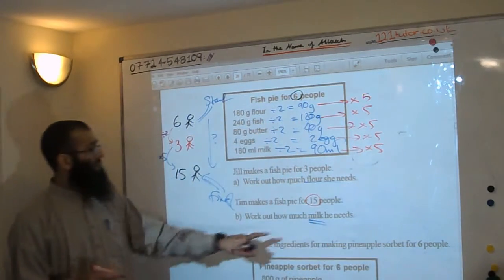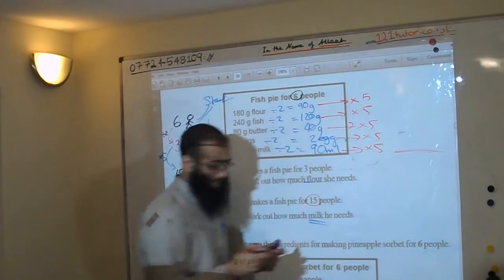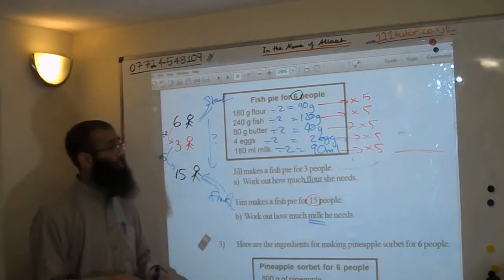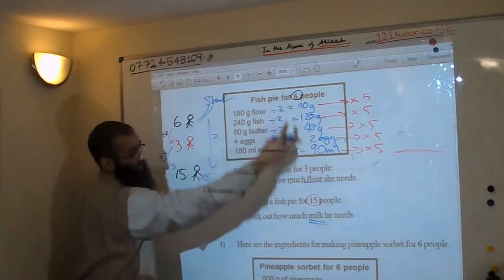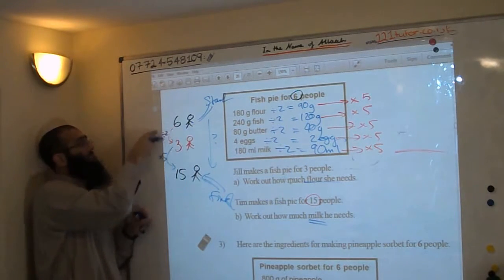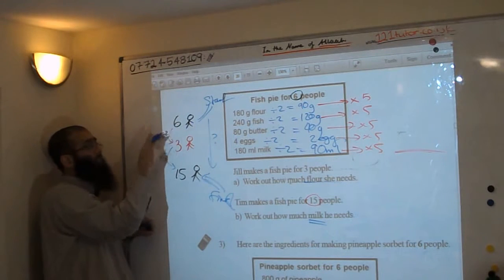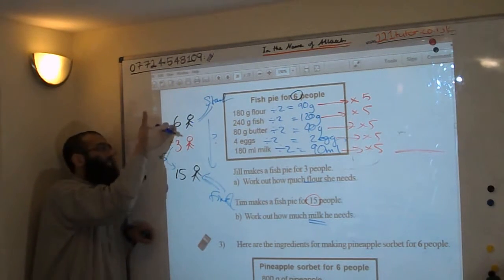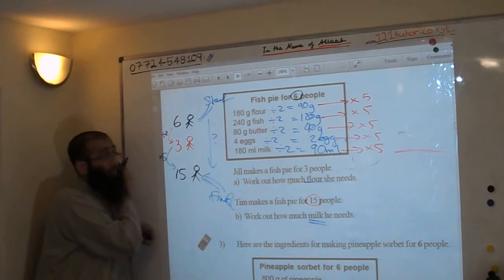I know the question is only asking us to work out milk, which is the bottom one here, but for now I'm going to be doing all of them so we have more practice. So the technique to get from 6 to 15 is 6 divided by 2, which we've already done in the previous question, and then times by 5. Because half of 6 is 3, and 3 times by 5 is 15. This is our route from 6 to 15 in two steps. 1, 2. Okay?